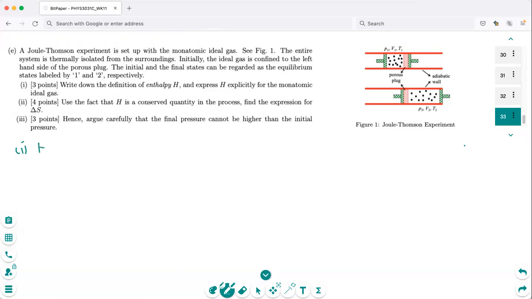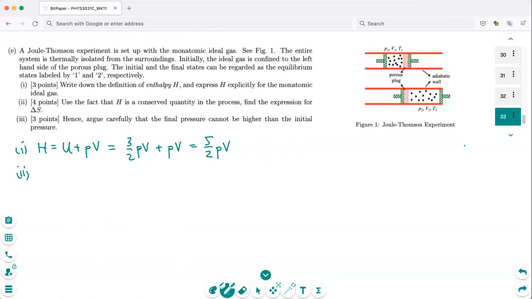Okay, one, enthalpy. This is a form of enthalpy, and express this explicitly for our problem of the monatomic ideal gas. Again, it's important to realize U can be written as 3/2 PV, and then you have this PV, and that's it. So enthalpy is also very simple, very explicitly given in terms of PV.